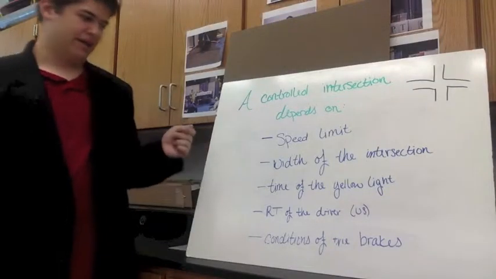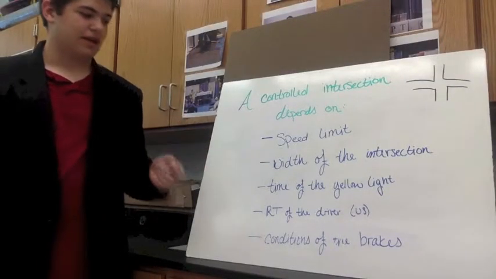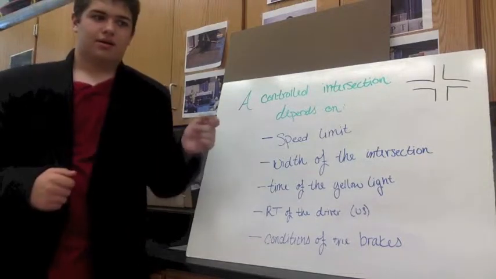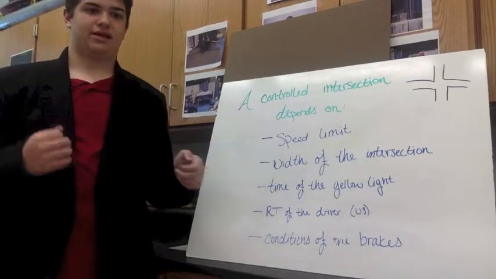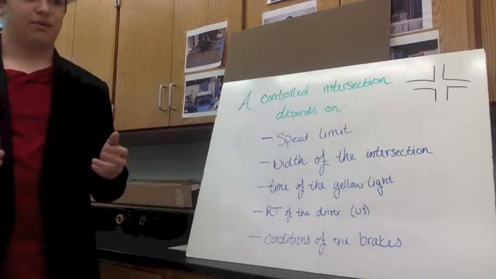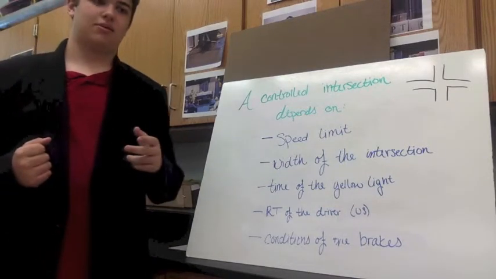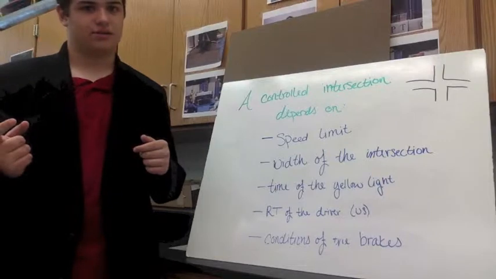Width of the intersection, time of the yellow light, reaction time of the driver, and conditions of the brakes. Considering these factors, we can determine a go zone and a stop zone, which allow us to decide whether or not we can proceed or stop, without breaking the law, of course.